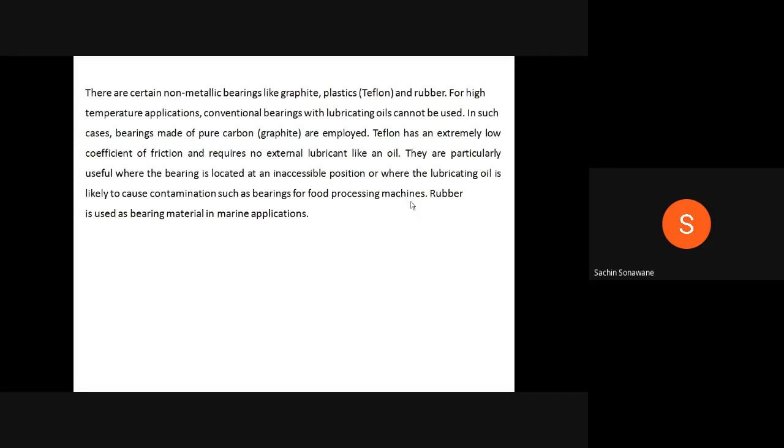Teflon has an extremely low coefficient of friction and requires no external lubricant like an oil. They are particularly useful where the bearing is located at an inaccessible position or where the lubricating oil is likely to cause contamination, such as bearings for food processing machines, etc. Rubber is used as bearing material in marine applications.